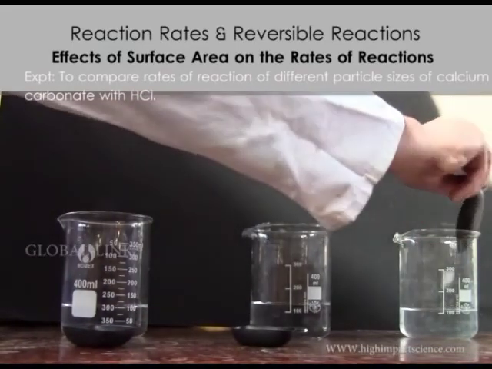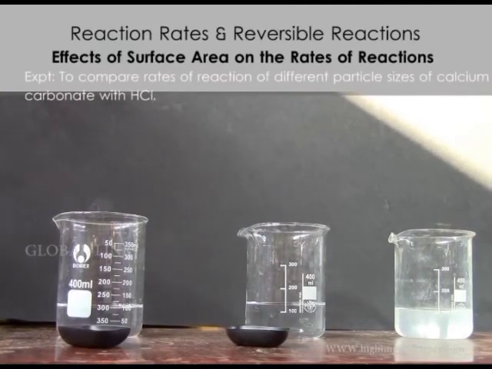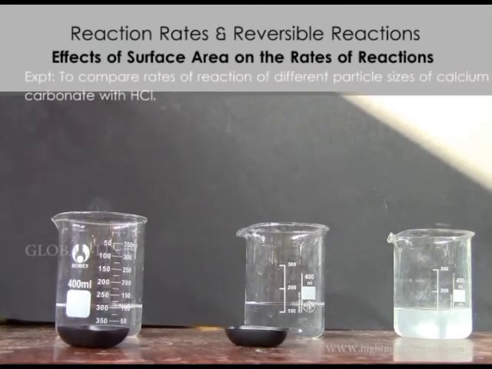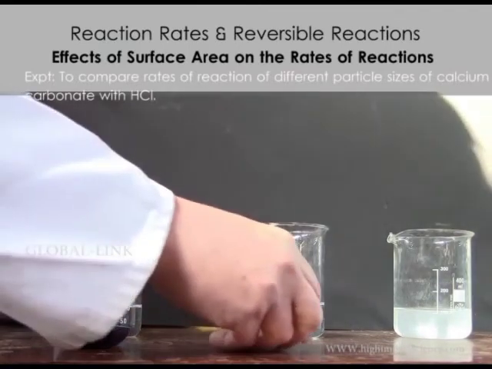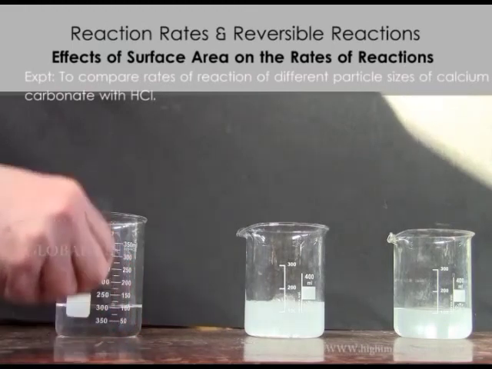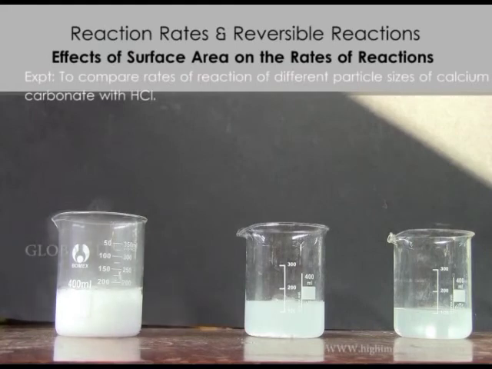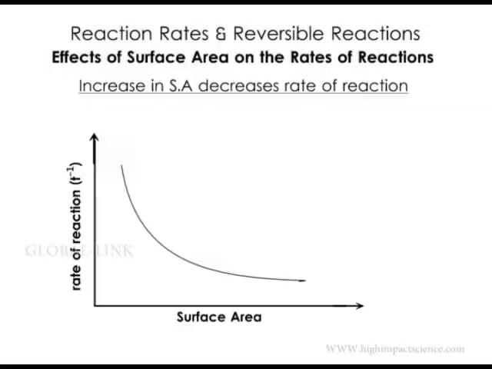We start with the large pieces. You can see that the reaction is not very fast, but it's still fine. For the medium-sized, you can see that the reaction is much faster. And finally, for the powdered calcium carbonate, it is observed that the reaction is very fast compared with the other 2. And so as the surface area increases, the rate of reaction increases. We can show this with a graph of rate of reaction against surface area.